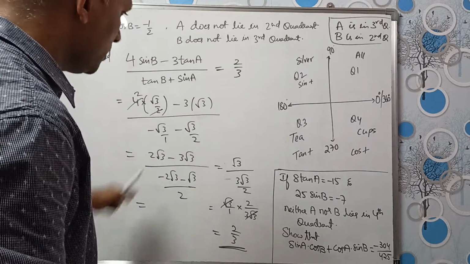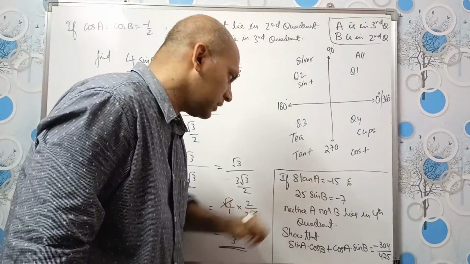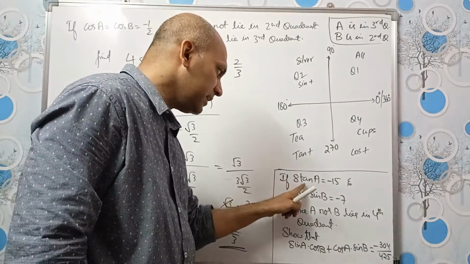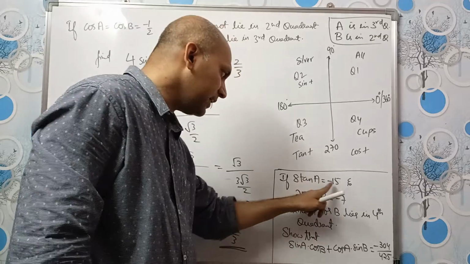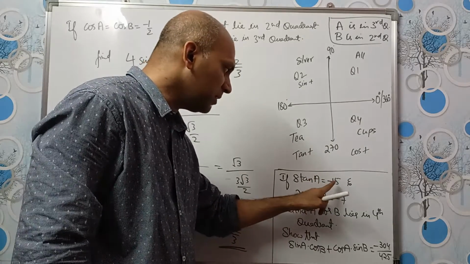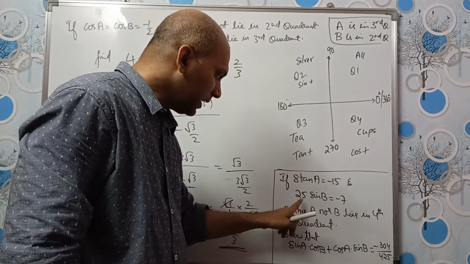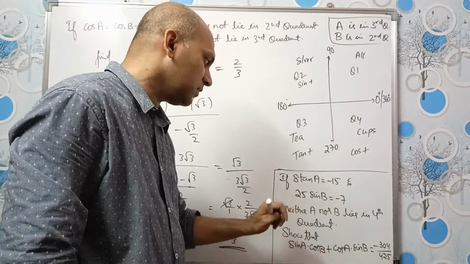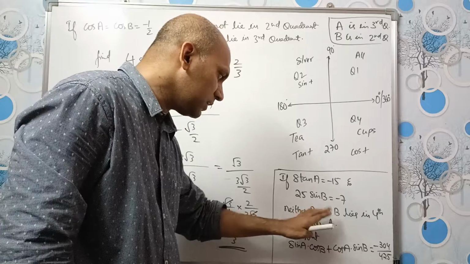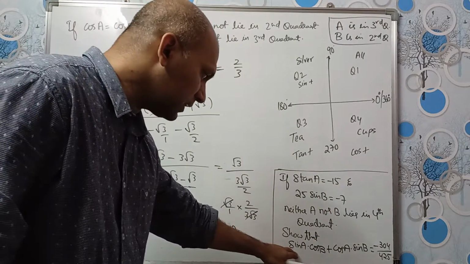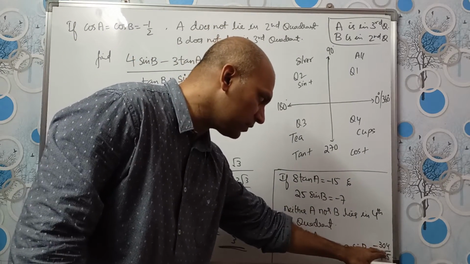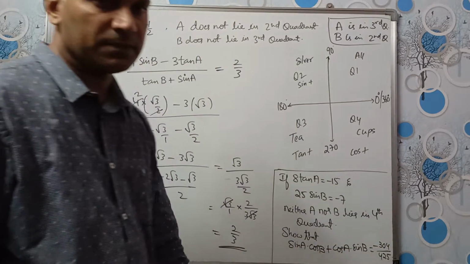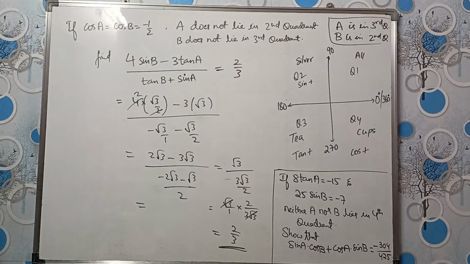Okay. Now, you please solve this problem. It will be a good practice. 8 tan A is minus 15. Set 8 on the other side. Tan A will be minus 15 by 8. And sin B will be minus 7 divided by 25. Okay. And A and B are not in the fourth quadrant. We should show that this is equal to minus 304 divided by 425.